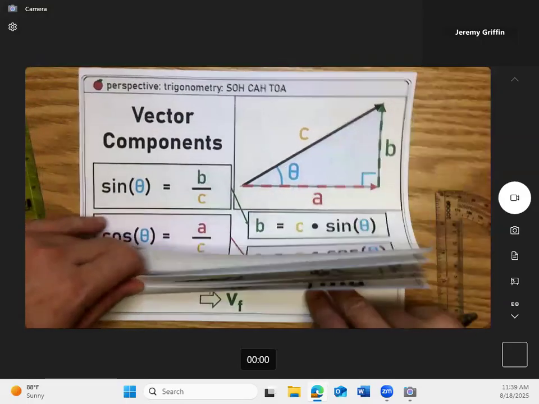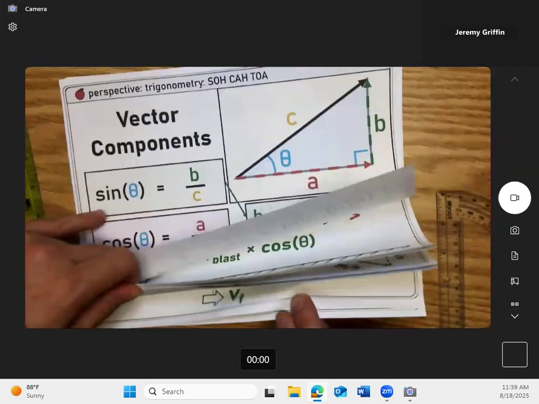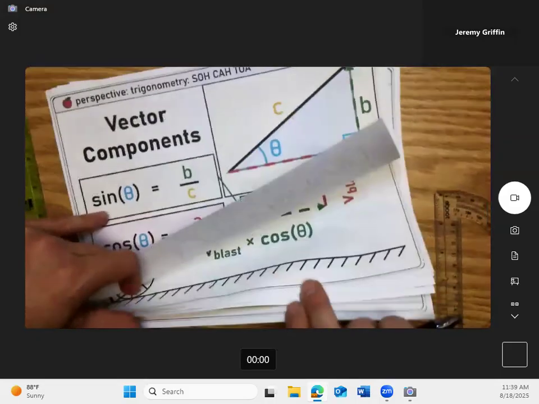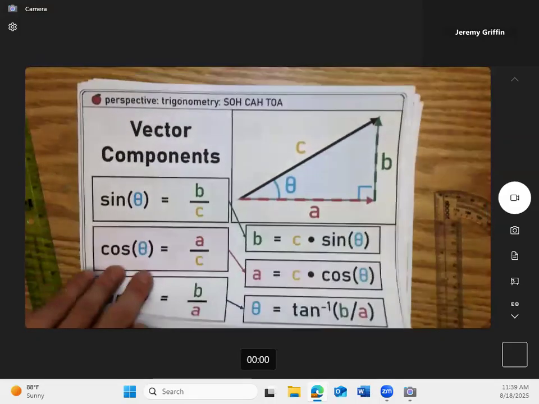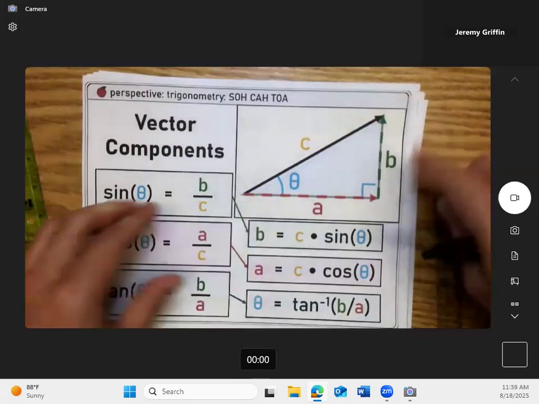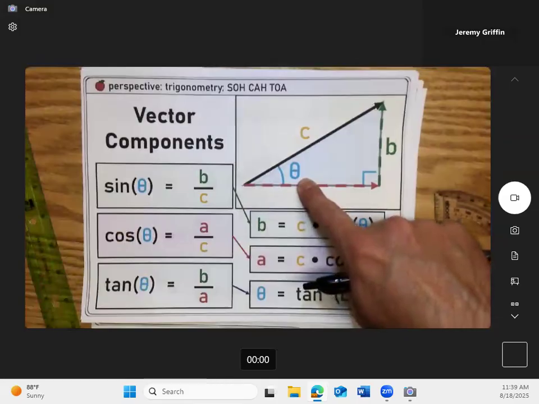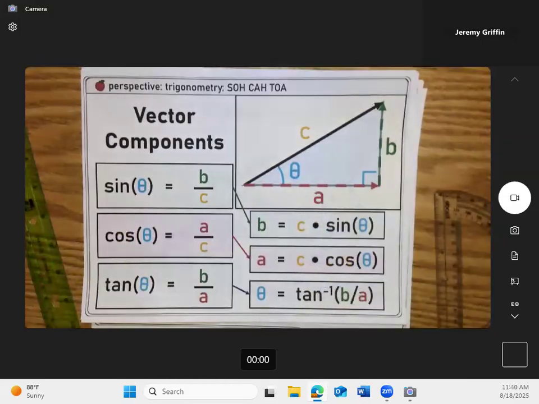Okay, all right, there we go. Get this out of the way. So notice I picked this angle down here and not this one up here, because that might reverse some of these definitions. Okay, guys, what character is this right here? What's that called? Theta.